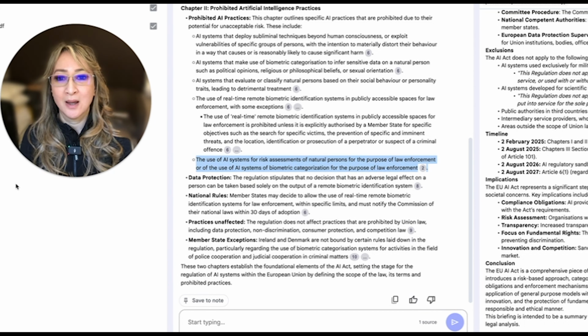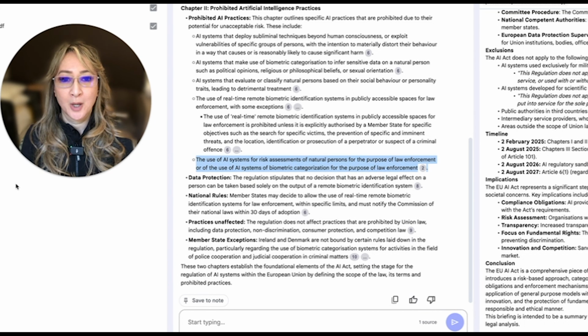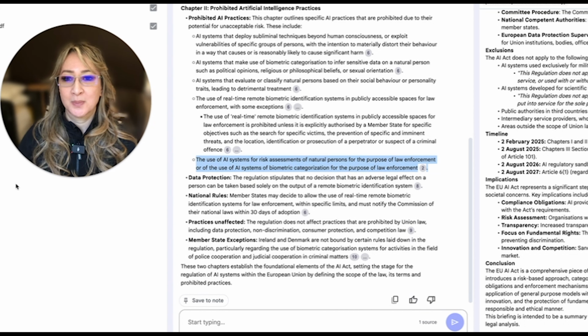Okay, and another way that AI is banned in the EU is the use of AI systems for risk assessment of natural persons for the purpose of law enforcement, or the use of AI systems of biometric categorization for the purpose of law enforcement.